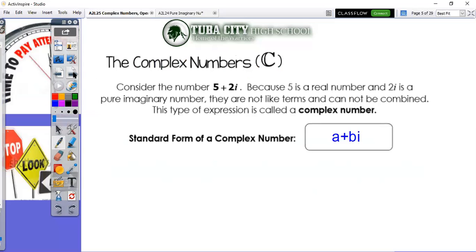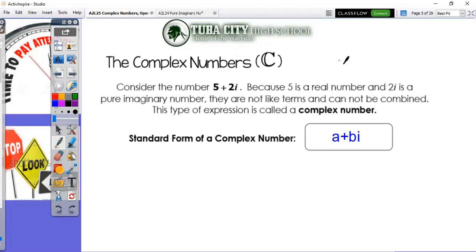All right, so what is a complex number? Let's look at something like this: 5 plus 2 times the imaginary number, or 2i. 5 is a real number, and 2i is an imaginary number, or what we would call a pure imaginary number. We covered that in a previous lesson. They are not like terms. We can't put them together. We cannot combine them.